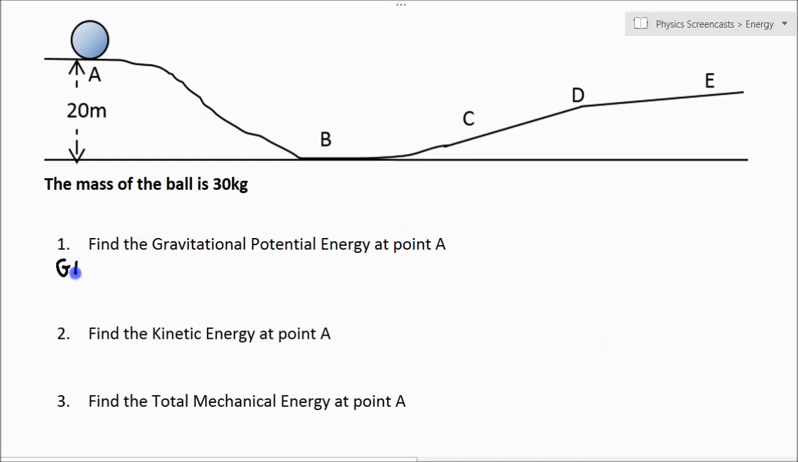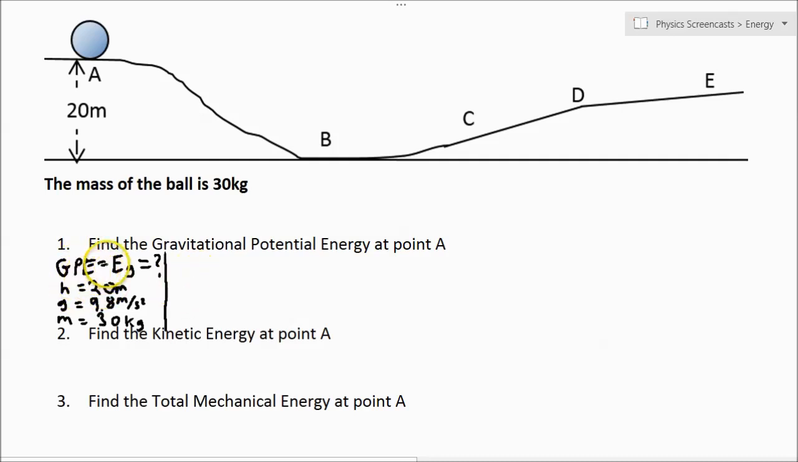So we're going to set up our 4 steps. Gravitational potential energy, sometimes known as EG, is going to be our unknown. We know the height is 20 meters. We know that gravity is 9.8 meters per second squared. And we know that the mass of the ball is 30 kilograms. And that's our first step. We've listed out all of our knowns and unknowns.